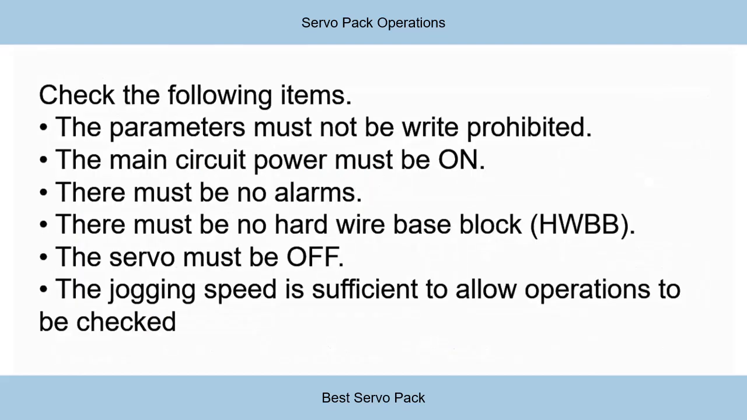Check for the following items. The parameters must not be write prohibited. The main circuit power supply must be on. There must be no alarm. There must be no HBB, hard wire base block. The servo must be in off condition. The jog speed is sufficient to allow operation to be checked.